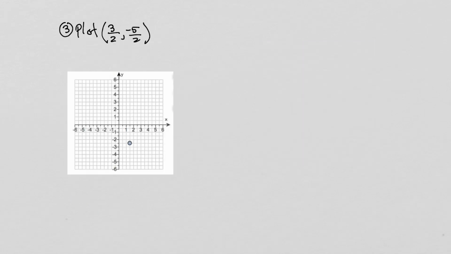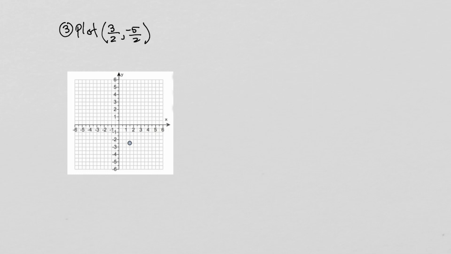This is a good problem to show why graphing isn't always the best way to do things. It's not real accurate. Look what we want to do here. We want to plot this point, 3 halves, negative 5 halves. This is 1 1/2. This is negative 2 1/2. So what we're going to do is start here at the origin. We're going to go 1 1/2.